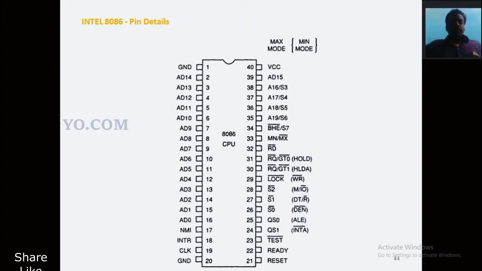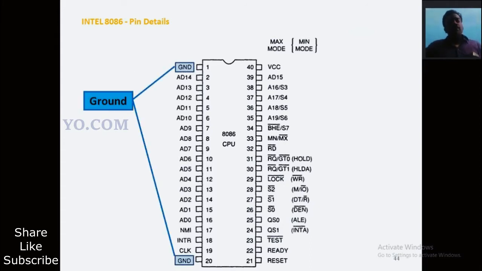Right, now we are going to see the pin details one by one. First one, the ground, GND. What is GND? GND means ground. Generally, what is ground? If you ask a school student, the student will tell you ground is earth. What is earth? In electrical terms, earth is ground.